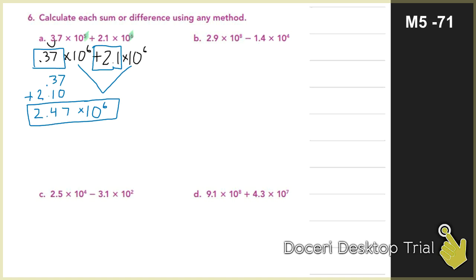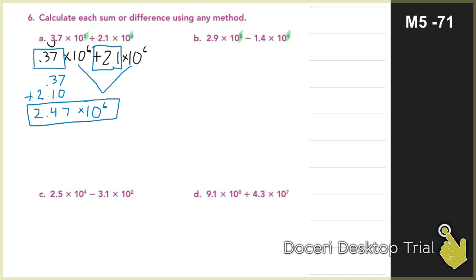Now letter B is subtraction. Okay. Subtraction works the same way as addition. So again, we've got a 10 to the 8th and a 10 to the 4th. So man, this one there's a big difference there. So we're going to need to move the decimal 4 times to get these to be the same. Now it doesn't matter if we convert them both to 10 to the 8th or convert them both to 10 to the 4th. So this time I'm going to go to the smaller number.